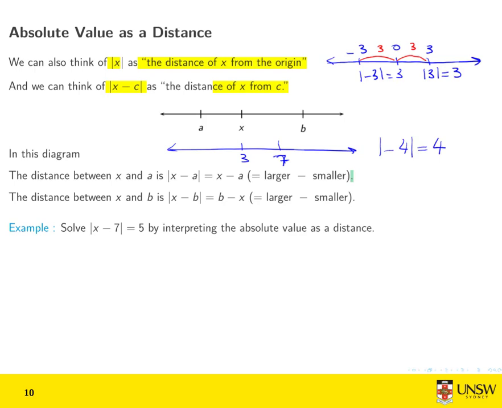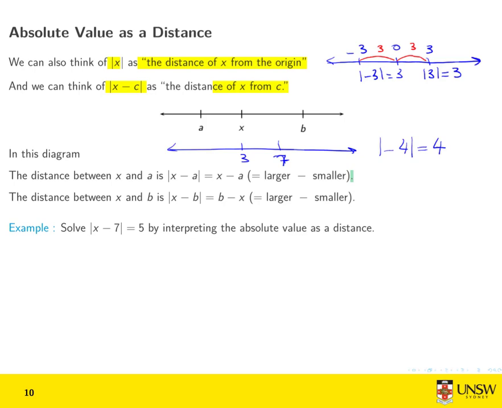We will also use this backwards. Whenever we see something which looks like absolute value of x minus c, we know that we can think of it as the distance between x and c. Let's see how to use this by solving an example.